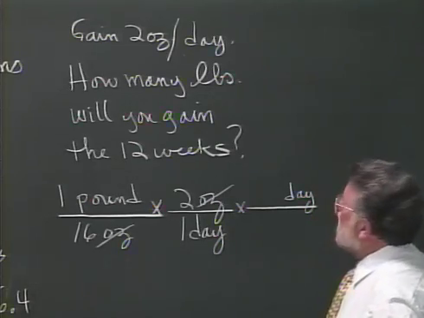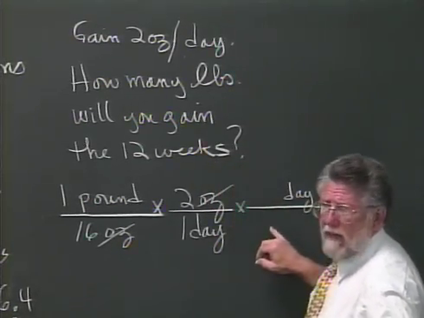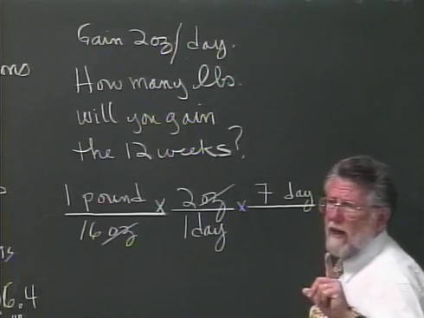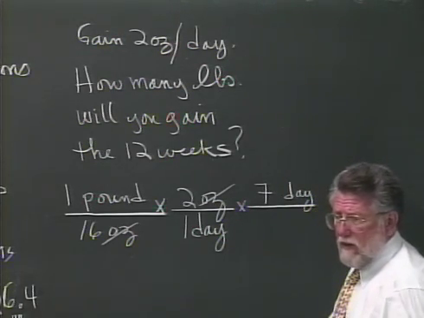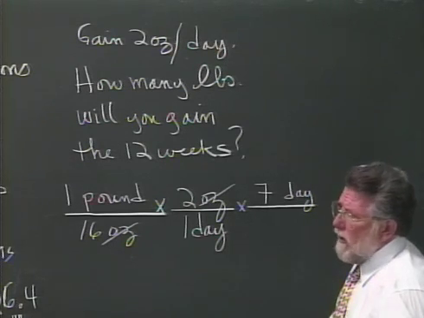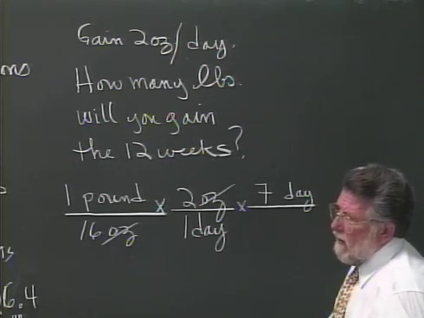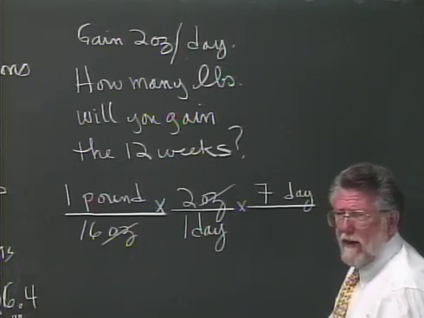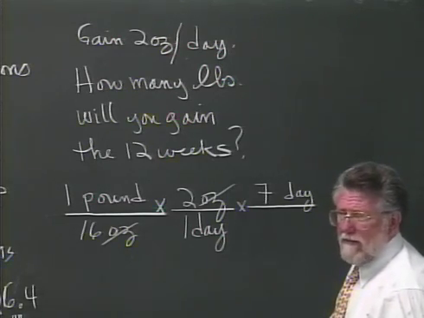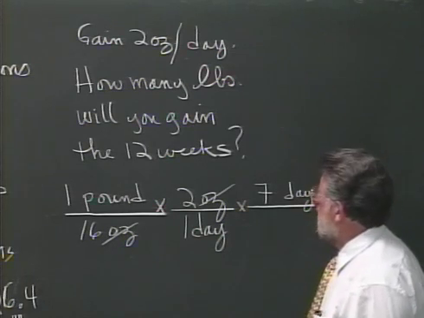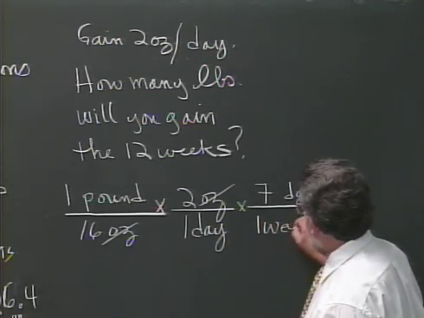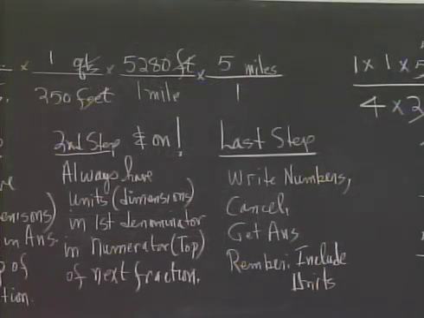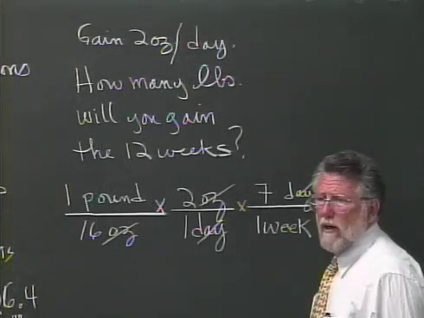7 days. Now since I wanted weeks, I need to know something about days in the week. This is over 1 week. But keep in mind there are times when you don't have 7 days in a week. A work week is 5 days, right? So it depends on whether you're working or gaining weight or what's going on, whether you're doing it each day. Now, we're going to assume that 7 days of the week you're celebrating. 1 week. And then 12 weeks. Not yet. Next step, cancel days. Cancel your dimensions.